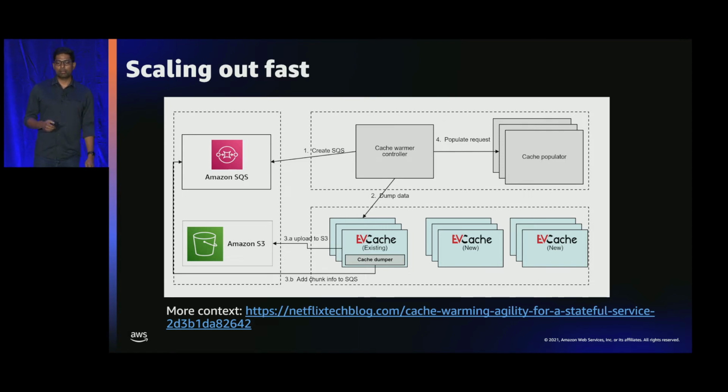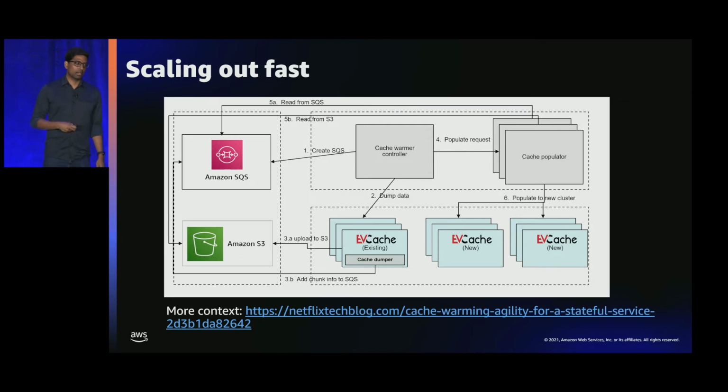And in the meantime, the controller also instructs cache populator, which is more like a consumer of these messages, to start reading the uploaded chunk information from the Amazon queue. And once cache populator reads this data, it can write to one or more replicas. And all of this happens in an automated fashion without any human intervention. And on any given day, we are talking about at least tens of clusters getting scaled out on a regular basis.